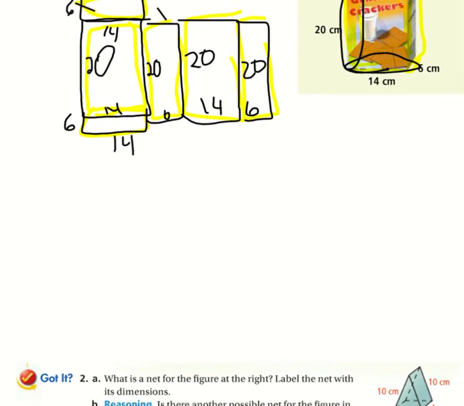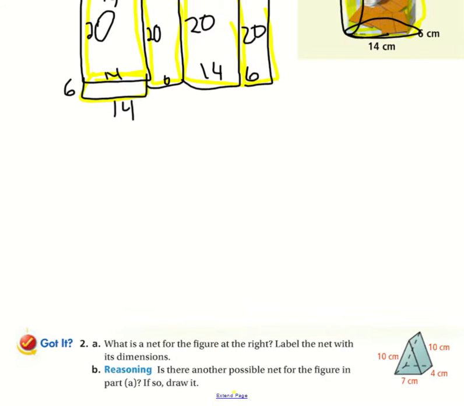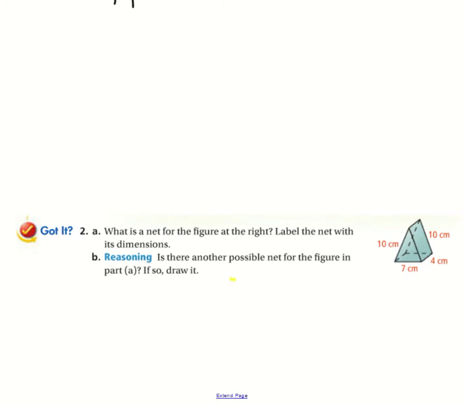Alright, and so here we have another figure. This one we have a triangular prism. So what will be the net for the figure at the right? Label it with the dimensions. Well, we know that there is a triangle in the front. So I'm going to draw that triangle to start with. Alright, and we know that it's 10 by 7.